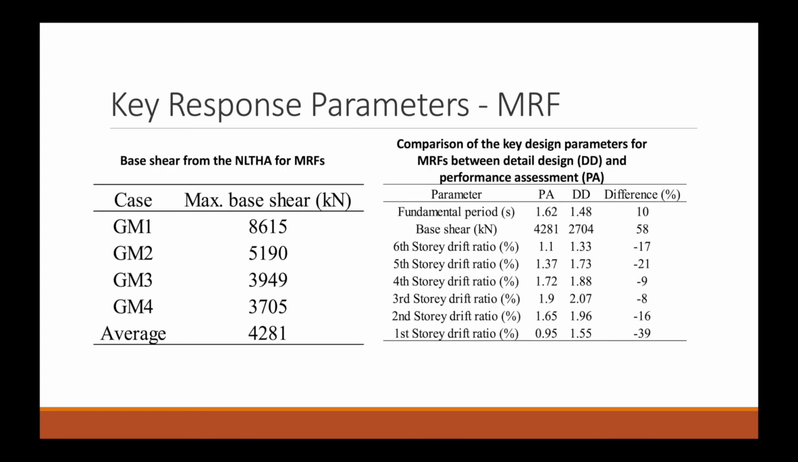The left table is the maximum base shear for nonlinear time history analysis, and when we calculate the average value, we only consider ground motions 2, 3, and 4. On the right side of the table is a comparison of key design parameters for MRFs between detailed design and performance assessment. The main reason for the difference between PA and DD may be the different analysis method we use. In the detailed design, we use the response spectrum, and in the performance assessment, we use the time history analysis.